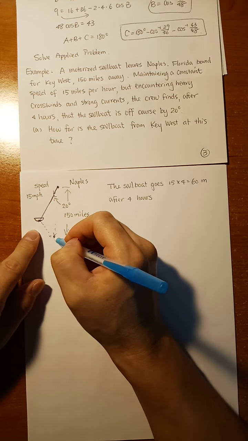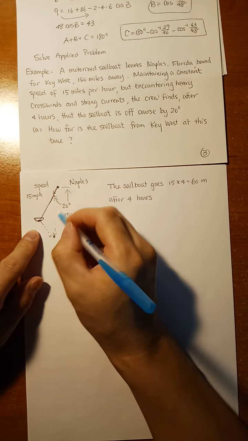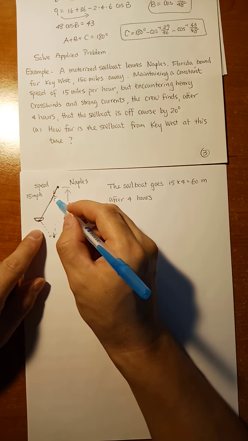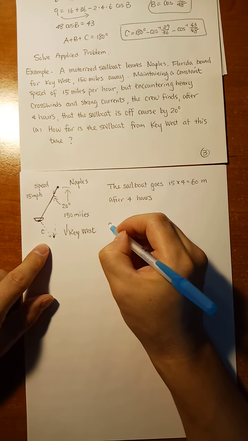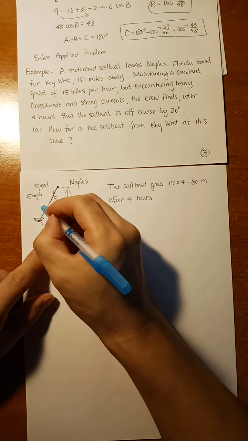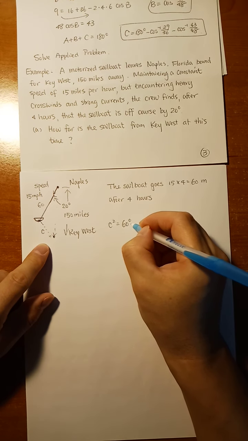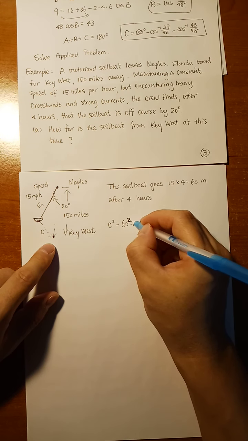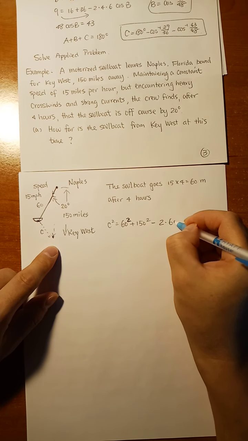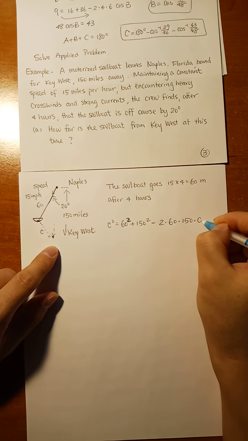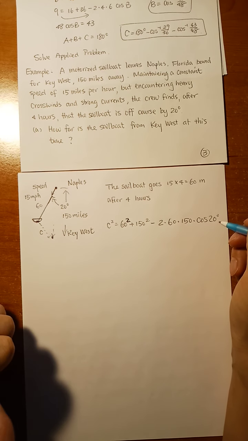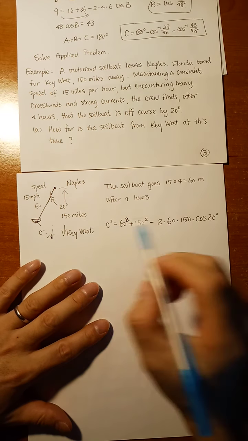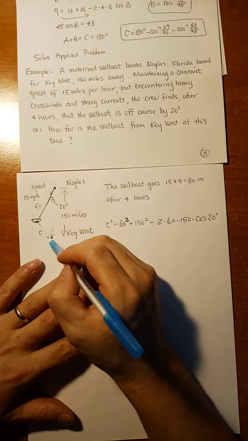So this is exactly the opposite side with respect to the angle 20 degrees. So let's call this side C. Then C squared is 60 squared plus the other side, 150 squared, minus 2 times 60 times 150 times cosine 20 degrees. This is a way to set up the equation because you are looking for the opposite side with respect to the angle 20.